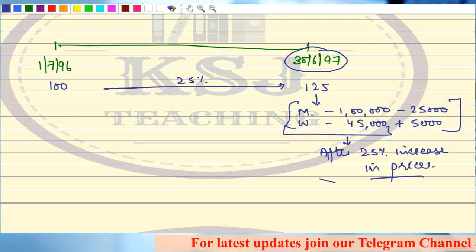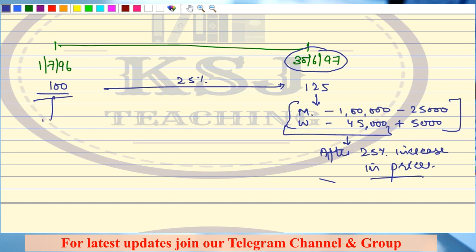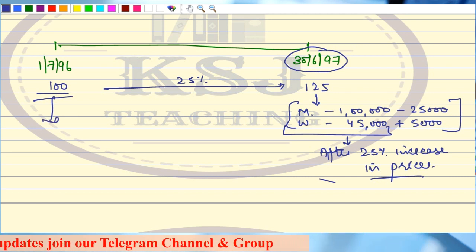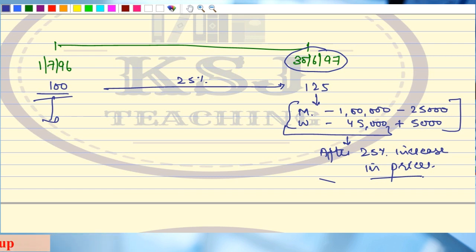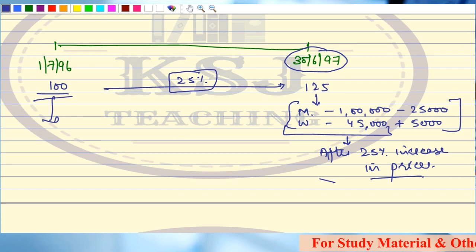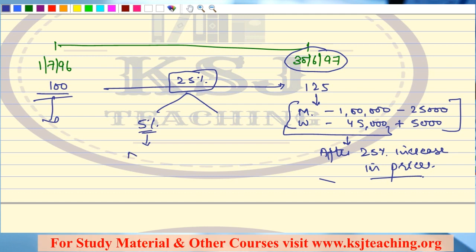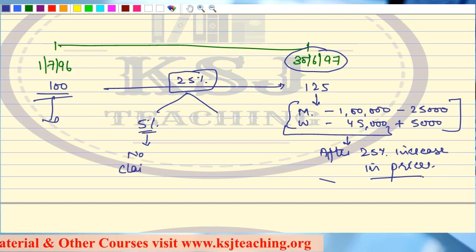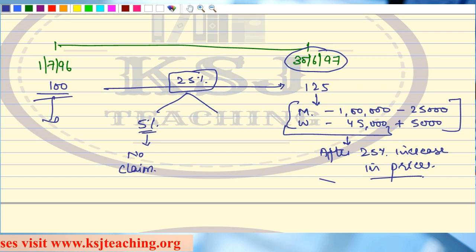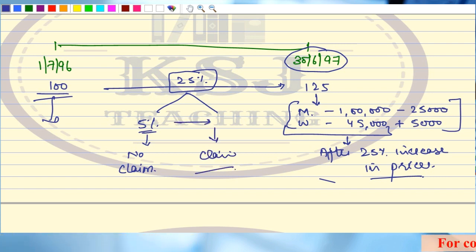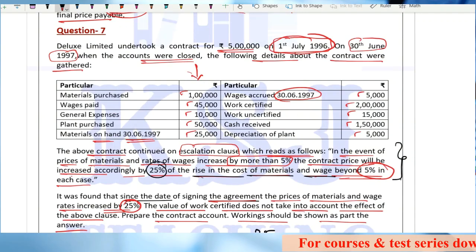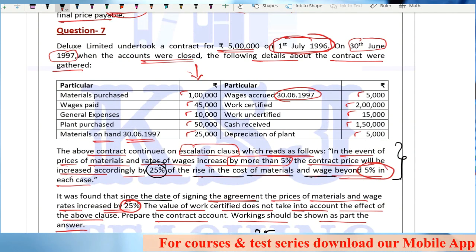Clear? That means the original values on this date were something else. Right? So what we have to find out is, now he says that it has increased by 25%. Now we have to split it out by 5%, no claim. Up till 5%, there will be no claim, and beyond 5%, we'll give the claim. Clear? So what you have to do, you have to prepare the contract account. Let's see.